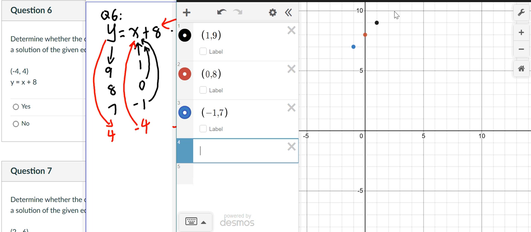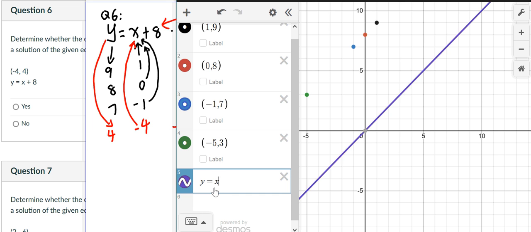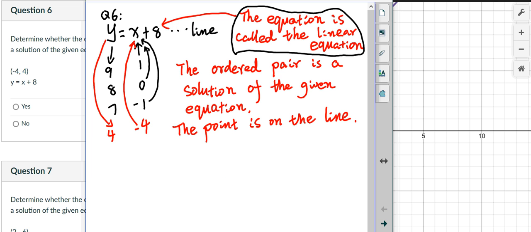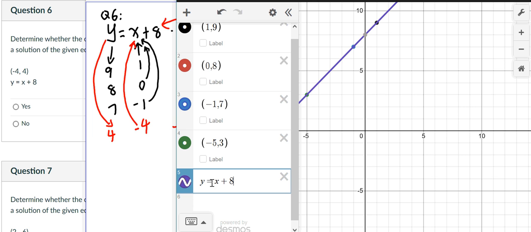For example, right here, how about x is negative 5? It should be right here. When you plug in negative 5 here, negative 5 plus 8, you get 3. So it should be somewhere here. You see the point here. So mathematically, when you input y equals x plus 8, you do have a line right here. See that? That's why we call this equation a linear equation, because the graph of this equation is a line.